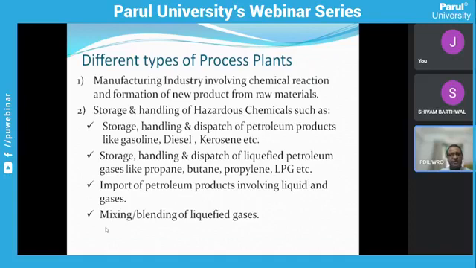Storage and handling of hazardous chemicals, such as storage and dispatch of petroleum products like gasoline, that means petrol, diesel, kerosene, etc. These are downstream from the refinery, because after distillation at the refinery, gasoline, diesel, kerosene, LPG, propane, butane, all these things come out. These are stored in some places called storage terminals, and from there, after some blending or some additives being added, the product is again transported to other locations for the customer.